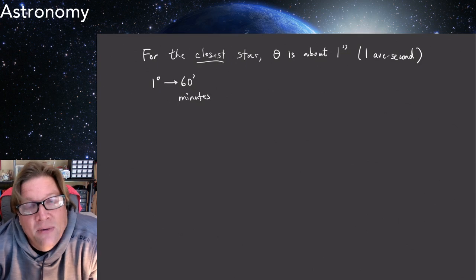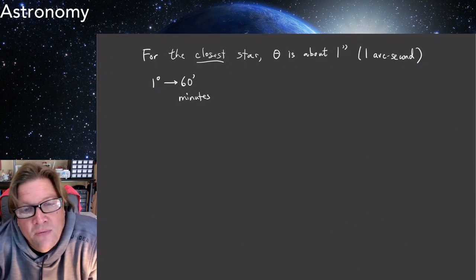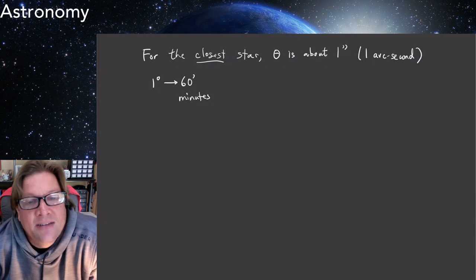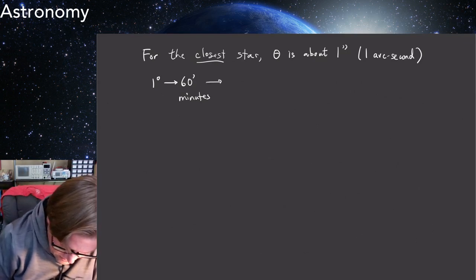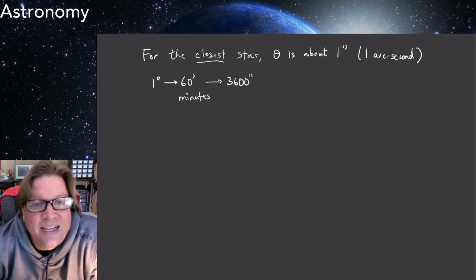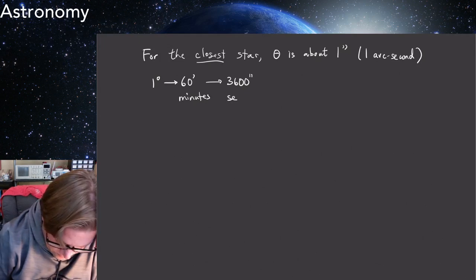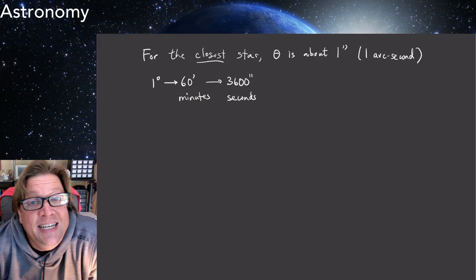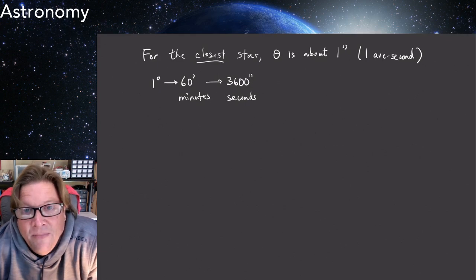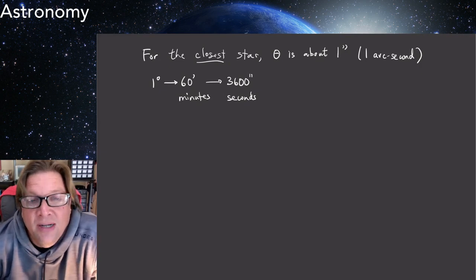1 minute is about the limit for human eyes. That's about the finest detail that we can see. But you can chop each minute up into 60 seconds, so that there are 3,600 arc seconds in 1 degree. So it's a teeny, tiny little angle. Way too fine for human eyes to see, but we can measure it with telescopes, no problem.